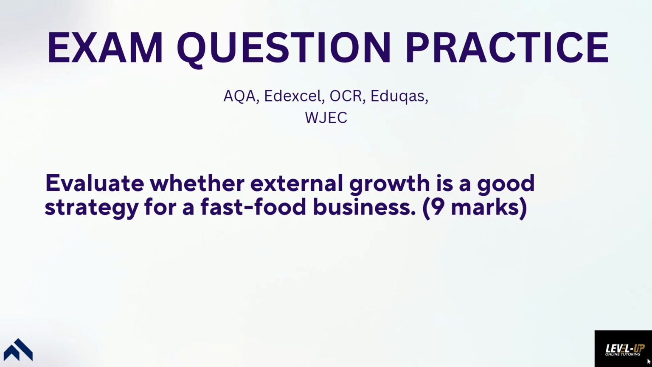So let's have another look at a question. Evaluate whether external growth is a good strategy for a fast food business. For this one, it's 9 marks. I'd like you to use the PEEL method or BLT, whichever you're happiest with. I'd like you to use a justification at the end. So actually refer back to the question and tell me why. Justify your reasoning. Pause the video and give yourself 9 minutes, or if you get extra time, add that on. Give yourself the time, have a go at the question, and then come back and see how well you've done. So let's have a little look.